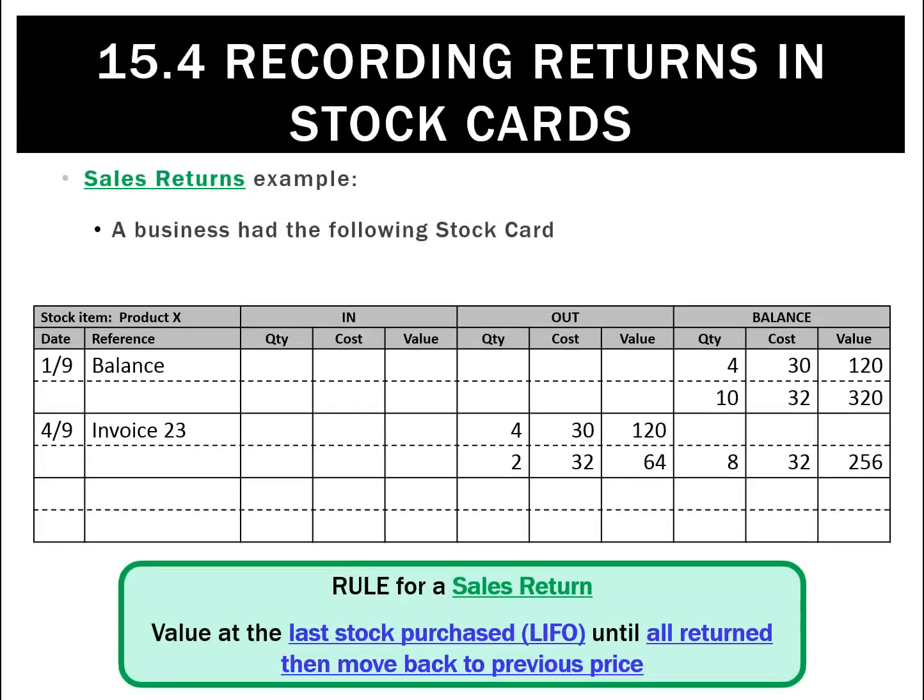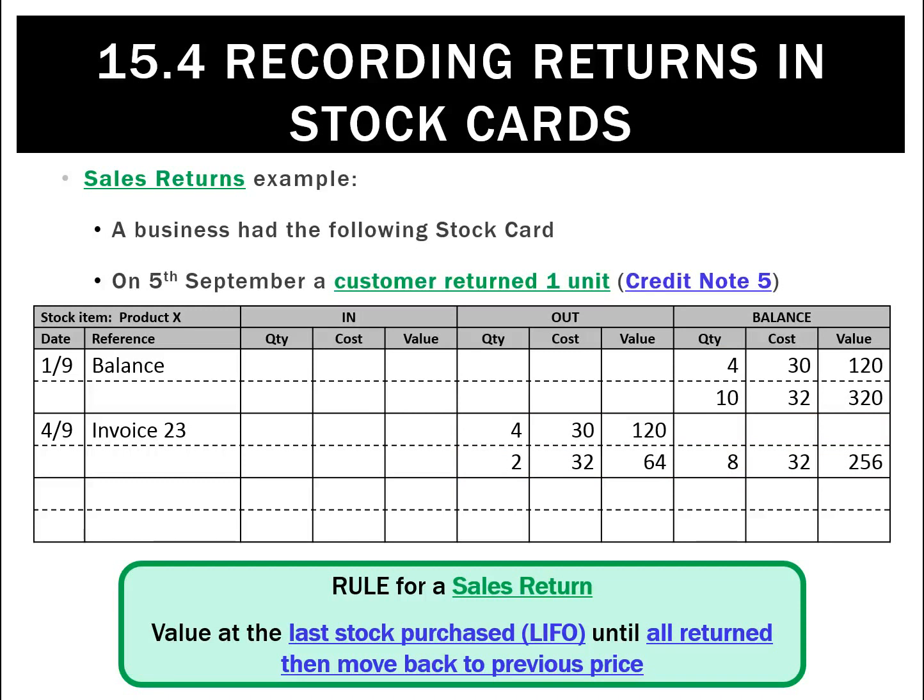So what do we mean by that? Well, let's have a look here. Let's go from the very beginning. We can see we started off with 4 units at $30 and 10 at $32. Looks like we had a sale of 6 here, and 4 went out at $30, so that got rid of the $30 units. We then had 2 go out at $32, and that's left us with 8 at $32 over here. So that's the story of what's happened. So what happens now if a customer brings 1 unit back? What value do we use?